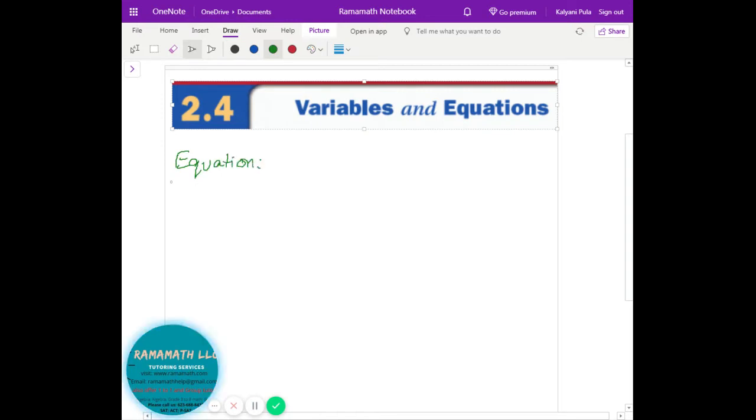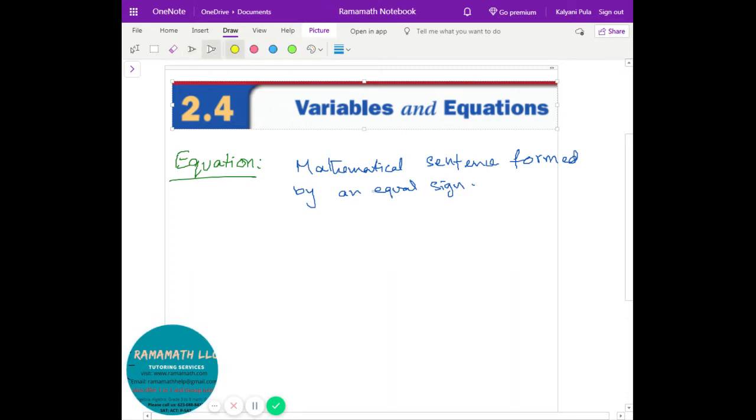So what does equation mean? It's a mathematical sentence formed by an equal sign. An equal sign. So equation means you have to have an equal sign. That is the only requirement. Okay. Equation means you have to have an equal sign.